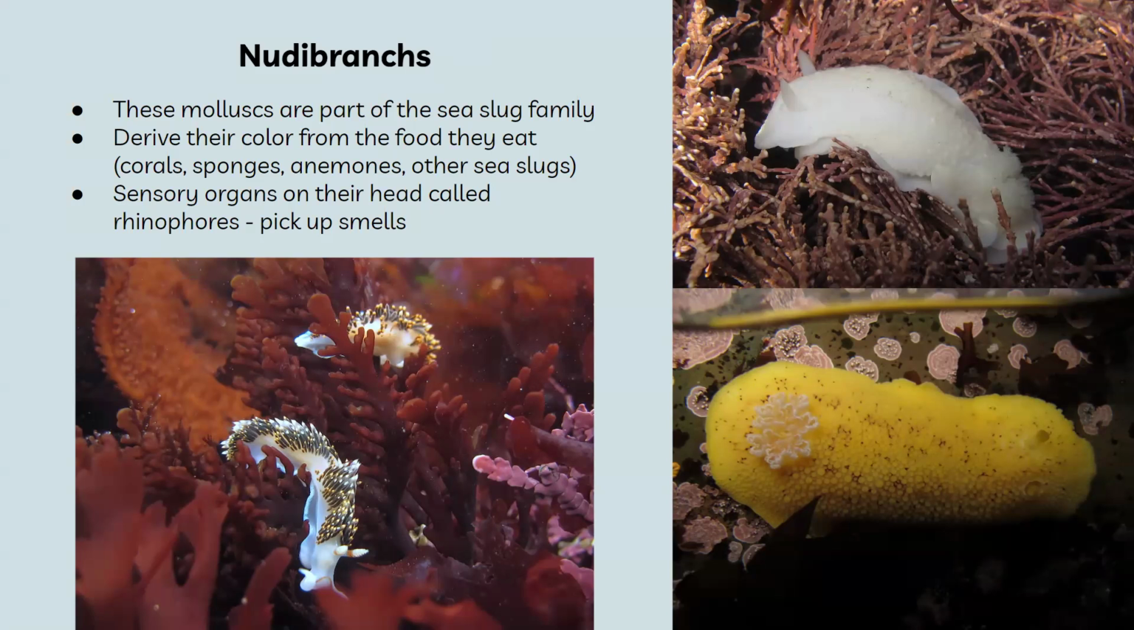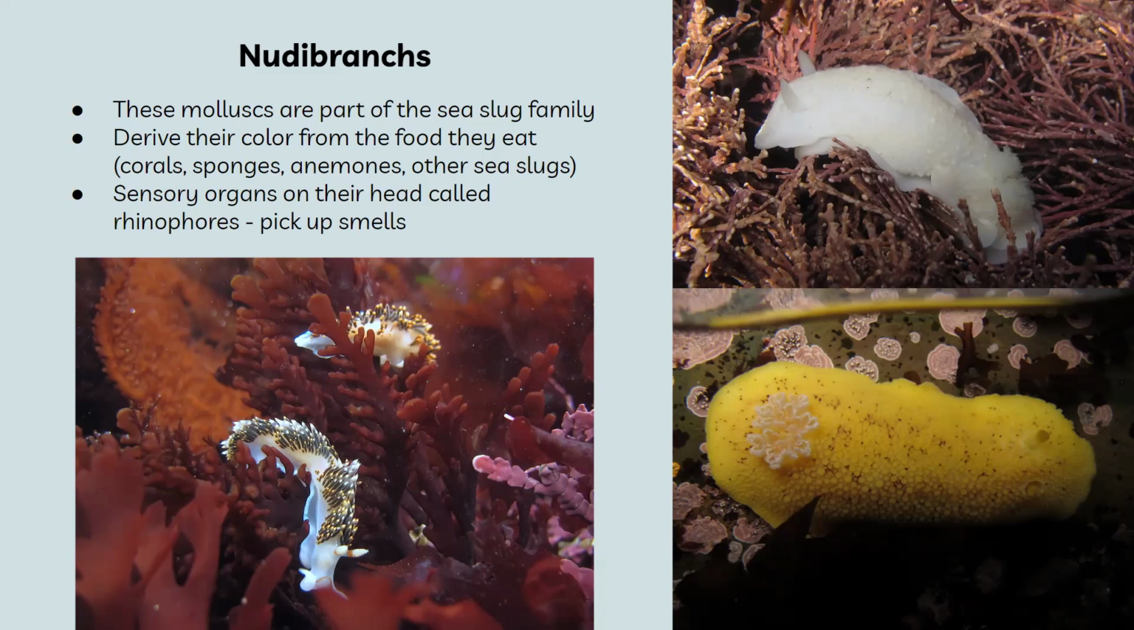You can see these are 3 different species that we're looking at. So they get their coloration from the food that they eat, which is corals, sponges, anemones, and they are cannibalistic. They will eat other sea slugs. They have these adorable little, what's called rhinophores, little antenna on their head. And that's actually what picks up smells and helps them to find their food.